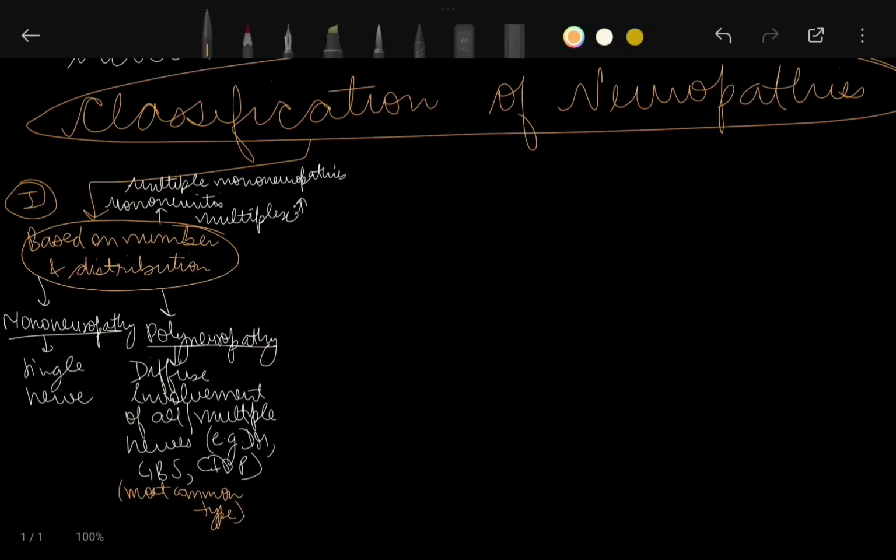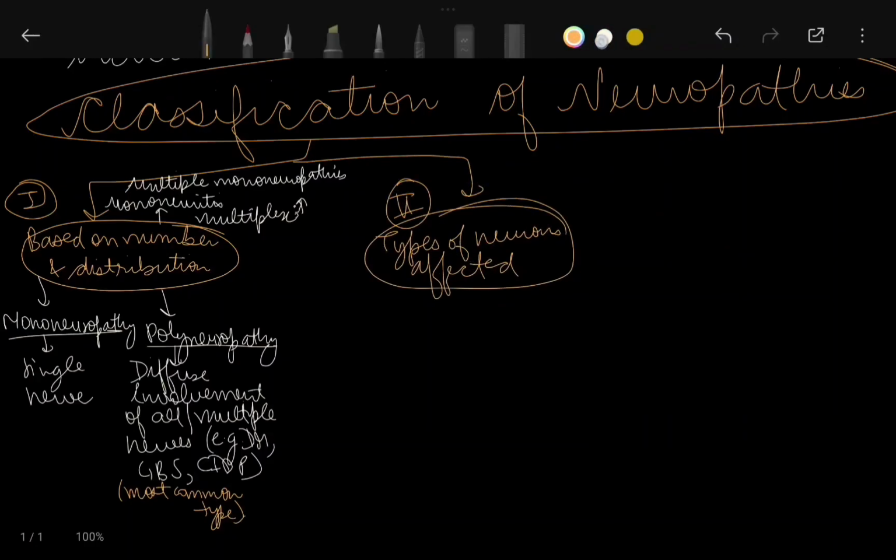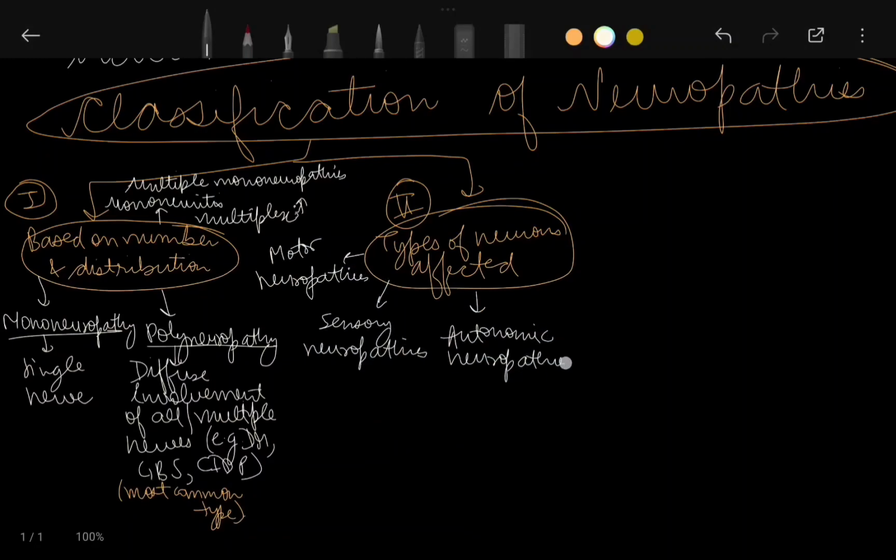Based on the types of neurons affected, they can be motor neuropathies, sensory neuropathies, autonomic neuropathies, and sensory motor neuropathies. Sensory motor neuropathies are the most common type.